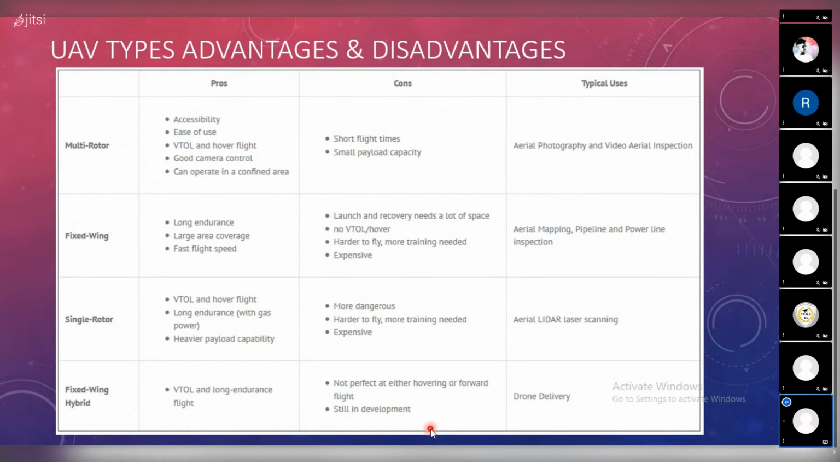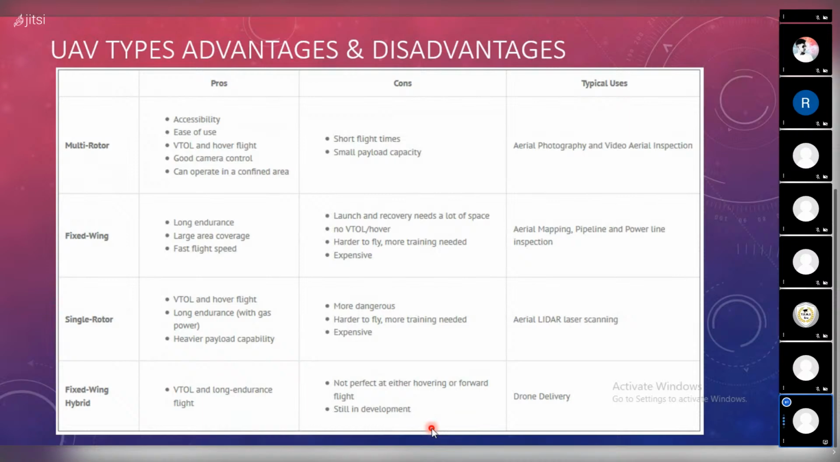So that facility is given by the multi rotors. Then it has good camera controls. Some of the best cameras available in the market for drones are being used with multicopters. Then they can operate in very confined areas. I believe you all have seen people even fly drones in their homes itself. That is possible with multicopters, which is not possible in any other category of drones.